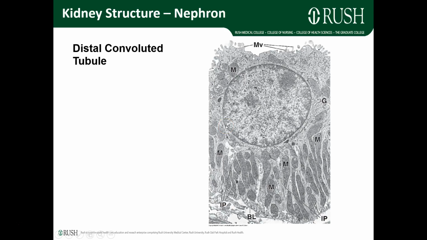Here's a picture at the EM level of a distal convoluted tubule cell. Big nucleus here, the apical side, the basal side sitting on the basal lamina with infoldings, as well as lots of mitochondria here. A noticeable difference here is this very insignificant presence of microvilli on the apical aspect.